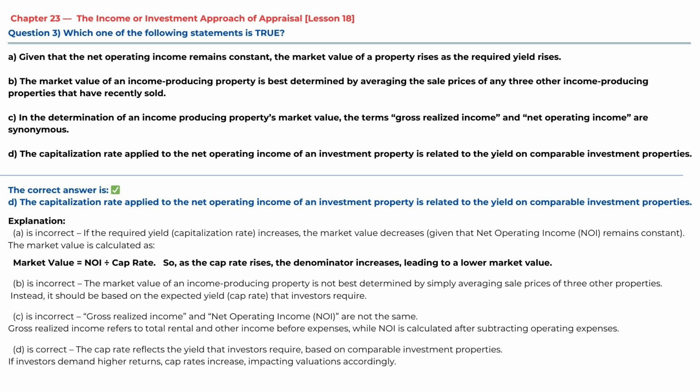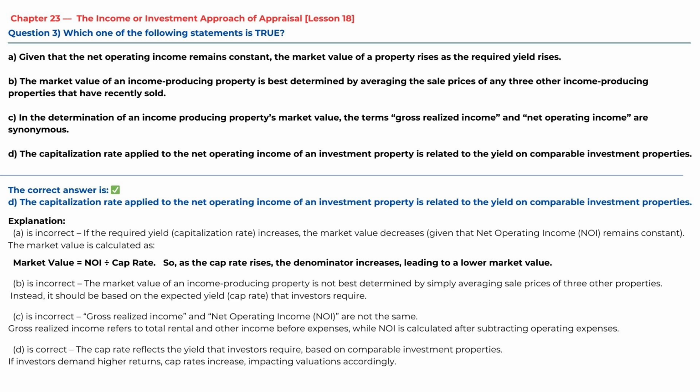B. The market value of an income-producing property is best determined by averaging the sale prices of any 3 other income-producing properties that have recently sold. Incorrect. The market value of an income-producing property is not best determined by simply averaging sale prices of 3 other properties. Instead, it should be based on the expected yield, cap rate, that investors require.